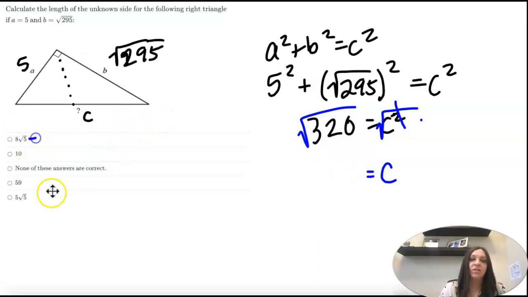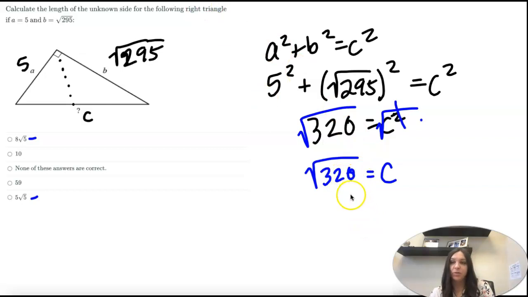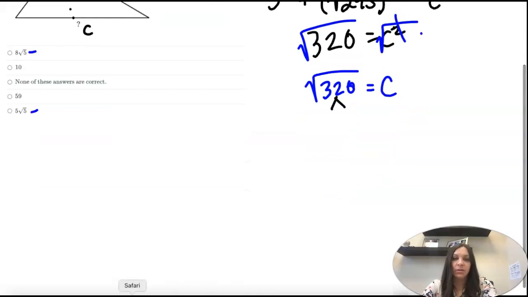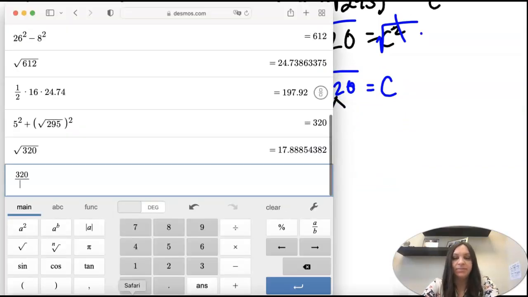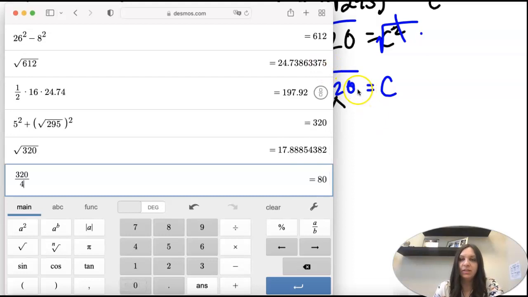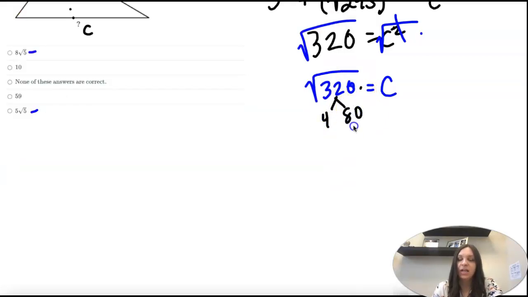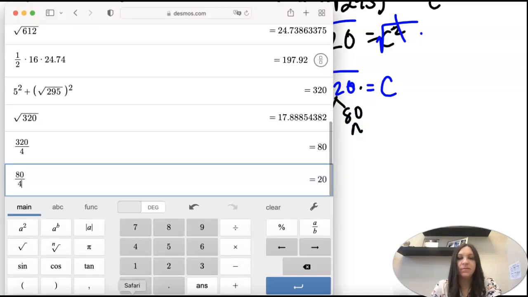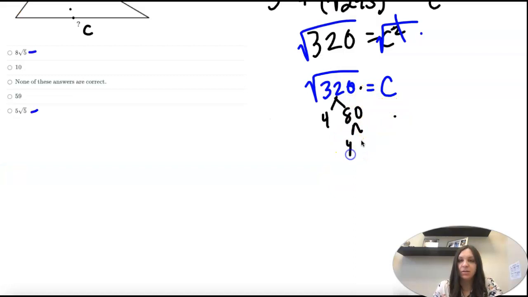Notice how that's not an answer, but look at how our answers look. It could be this or this. So we need to simplify a radical. We did this in quarter 1, but we'll go through it again. We want to factor 320. 320 is 4 times 80. 80 is 4 times 20. 20 is 4 times 5.